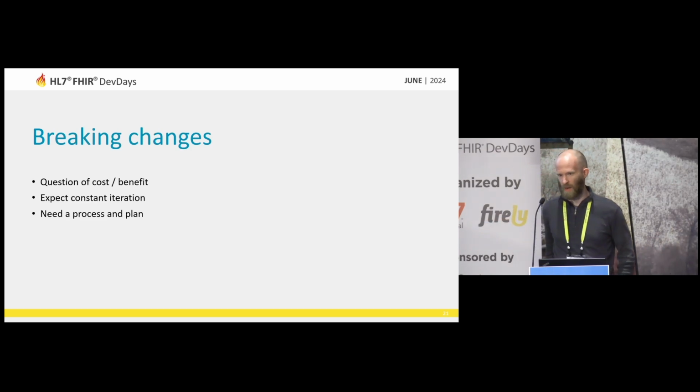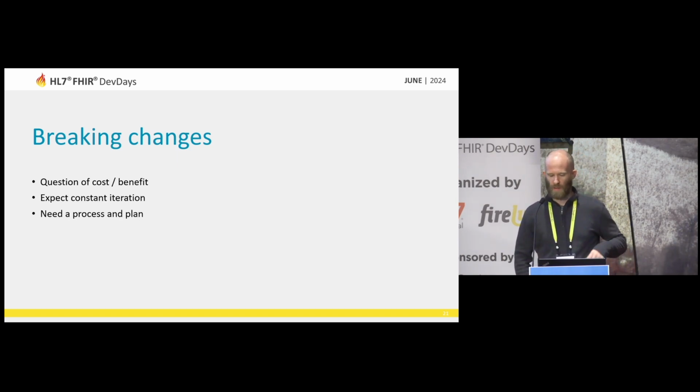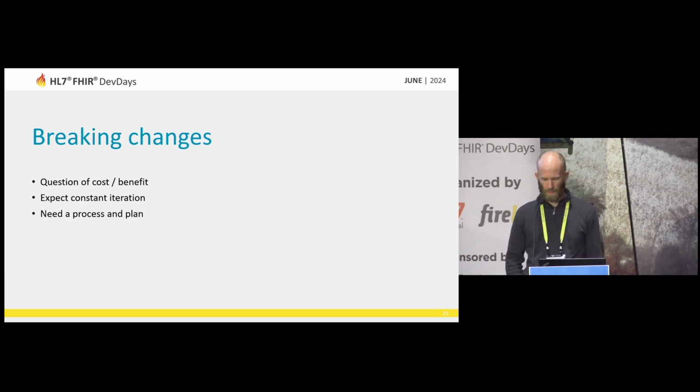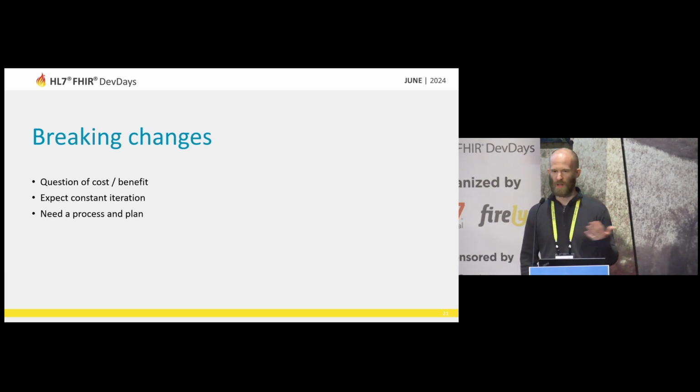They can be driven by a lot of different motivators. And it's really a question of cost benefit. If someone is making a breaking change, usually there's some benefit that they hope to realize, but that adds cost to the whole ecosystem. But I think it's reasonable that we have to expect constant iteration of APIs. And so we really need a process and plan.